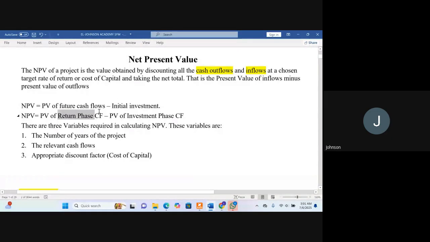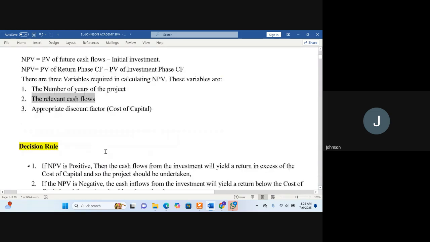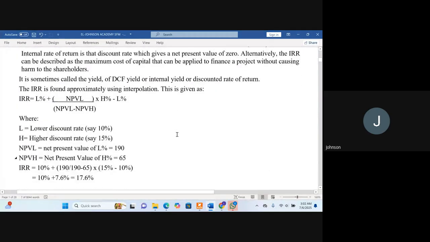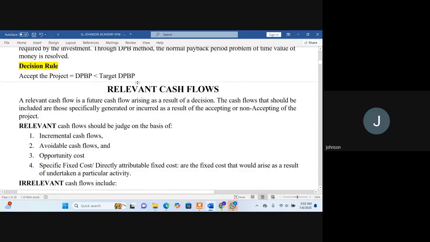Also, whatever you get, you now subtract the present value of the investment phase cash flows. This investment phase is what usually gives them problems. They don't know the cash flows that they should take. That is why the relevant cash flows for the project are what you need to use whenever you are doing NPV. The next thing we are also going to look at is the appropriate discount factor. So let's go down and see what they are saying when we talk about relevant cash flows.